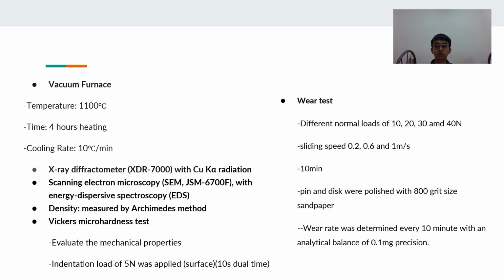The experimental work used X-ray and SEM. The density of the nanocomposites was measured by the Archimedes method. A Vickers micro hardness test was used to evaluate the mechanical properties. Next, an indentation load of 5 N was applied to the sample surface with a 10-second dwell time. The wear tests were done under different normal loads of 10, 20, 30, and 40 N. Next, the sliding speeds were 0.2, 0.6, and 1 m per second for 10 minutes. The pin and disc were polished with 800 grit sandpaper. Lastly, the wear rate was determined every 10 minutes with an analytical balance of 0.1 mg precision.